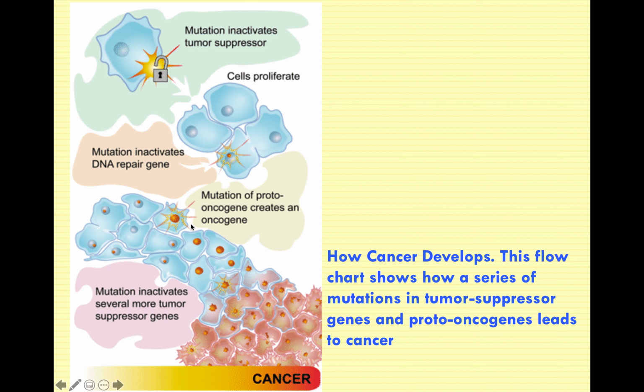So cells now proliferate. Mutation would inactivate the DNA repair gene, which means that no DNA repair mechanism could repair the condition. It could also be added with mutation of proto-oncogenes, which of course we know create oncogenes, which cause a defect and add to the uncontrolled cell proliferation. If an uncontrolled cell proliferation occurs, it could cause metastasis. Mutation would inactivate several more tumor suppressor genes. Now, the condition is uncontrollable, so you get metastasis, which means that it is now progressing to cancer.